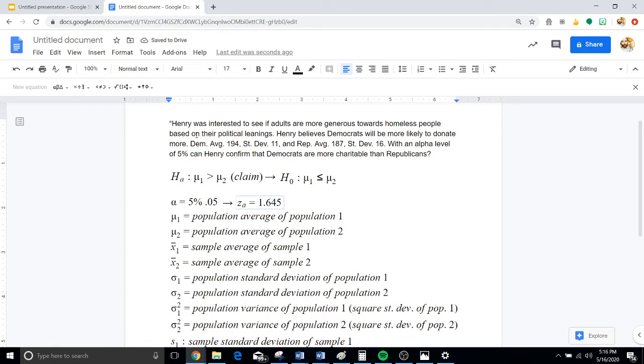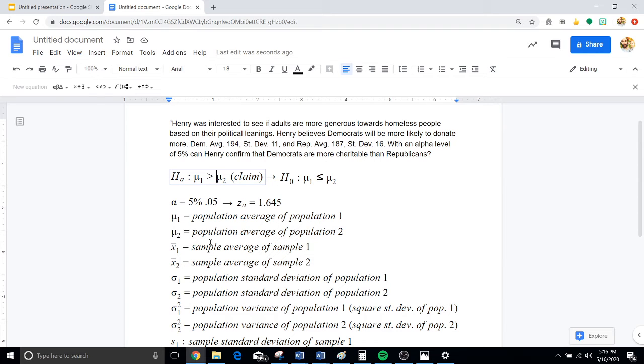Now, if you actually look up 5% on there, it is going to give you negative 1.645. But we also know that our claim, or our alternative hypothesis, is pointing to the right, so it has to be a positive number. This is a part that can get a little bit tricky, but make sure that if it's a right-tailed test, which we said it was based on our hypothesis, this has to be a positive z-score.